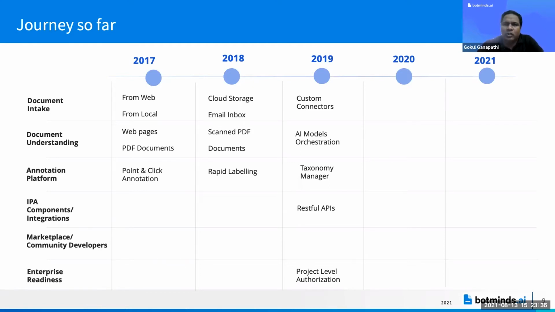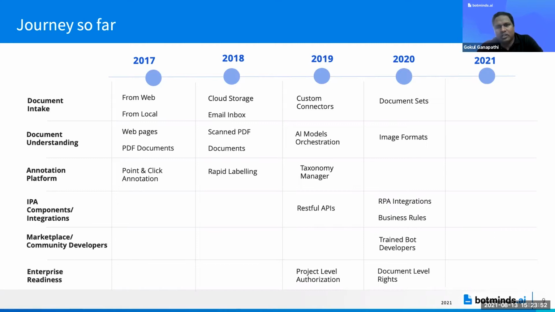So we started focusing more on integration, extensions and customizations, and also more enterprise features, like how a team can configure project-level authorization, all of that. And 2020 was kind of a watershed year for us. From document understanding, the real change happened in 2020. We started giving integrations and business rule validations.